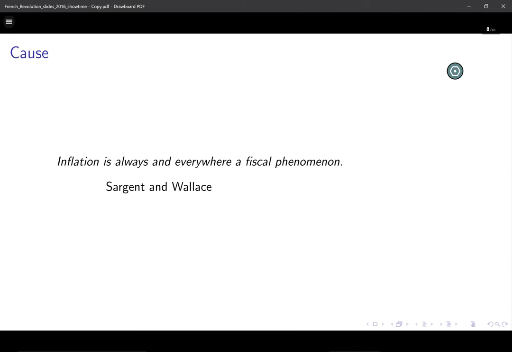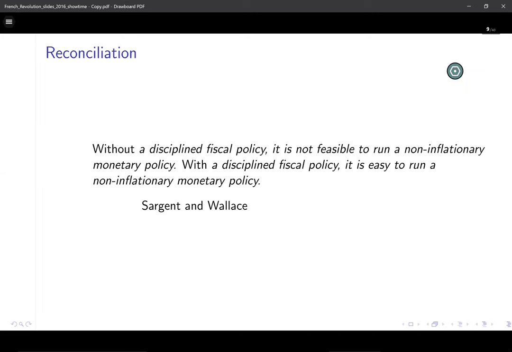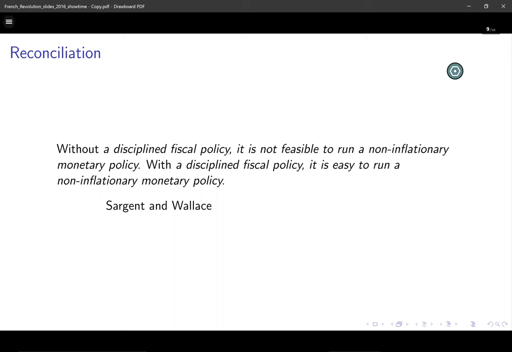So that's one cause. But here's another quote. This is something my friend Neil Wallace said. Inflation is always and everywhere a fiscal phenomenon. So we're going to spend some time today and in subsequent lectures wrestling with this. Okay. So here's the reconciliation. These are both true. So how can we reconcile them? The answer is that without a disciplined fiscal policy, it's just not feasible to run a non-inflationary monetary policy. But with a disciplined fiscal policy, it's easy to run a non-inflationary monetary policy. That's what some basic budget arithmetic is going to tell us. And we're going to see this as a theme throughout the course.